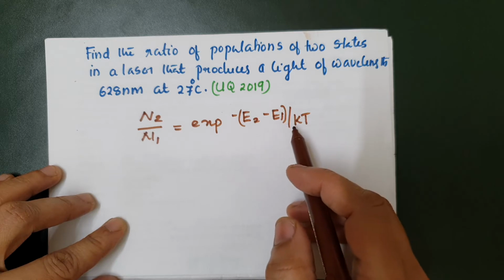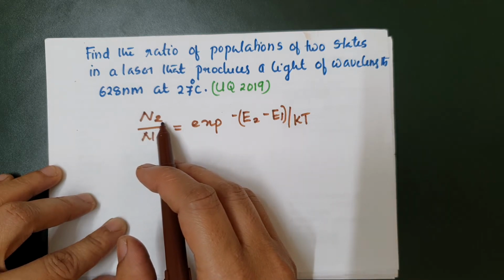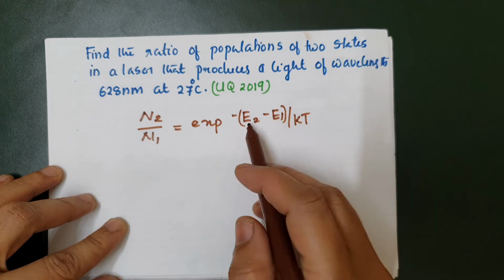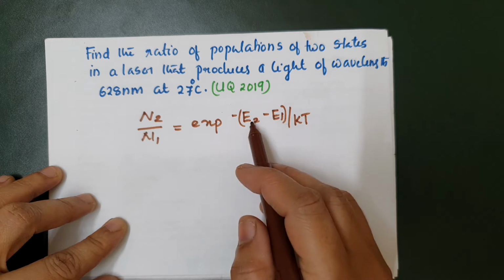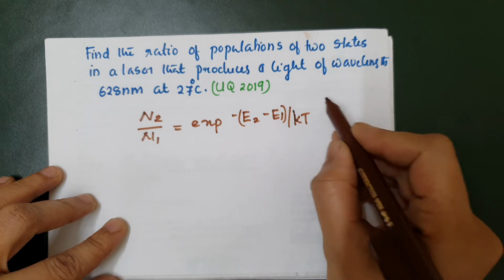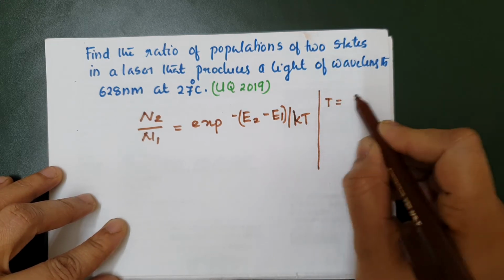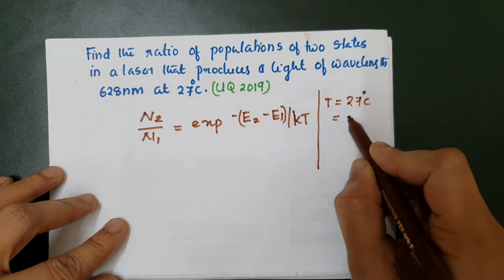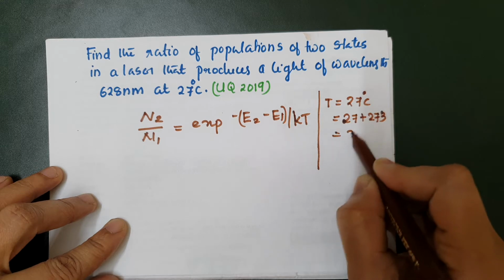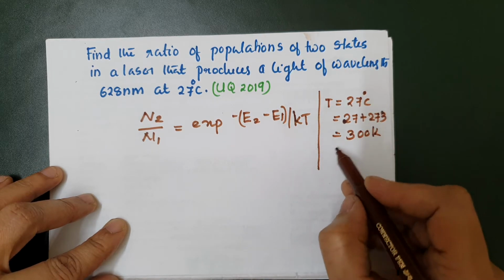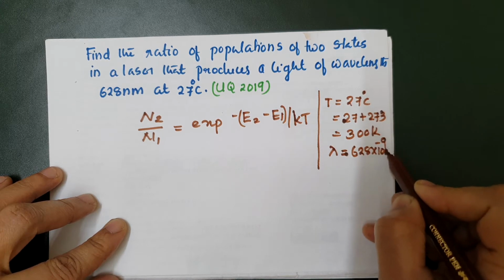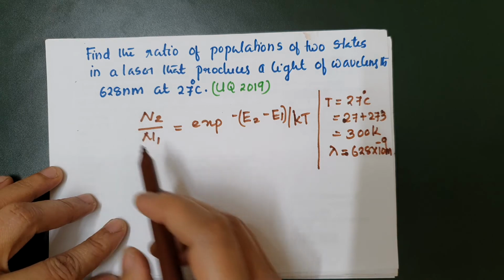N2 by N1 is equal to e raised to minus (E2 minus E1) by kT, where N2 is the population in the excited state, N1 is the population in the ground state, E1 and E2 are the energies of the ground state and excited state, k is the Boltzmann constant and T is the temperature. Here the data given is T is equal to 27 degrees Celsius or 27 plus 273 Kelvin, that is 300 Kelvin. And lambda is 628 into 10 raised to minus 9 meter, 628 nanometer.